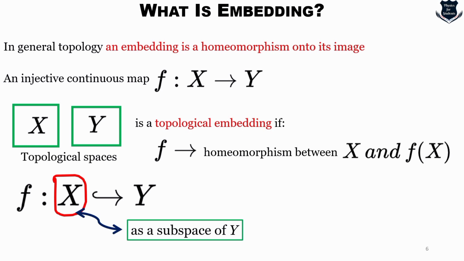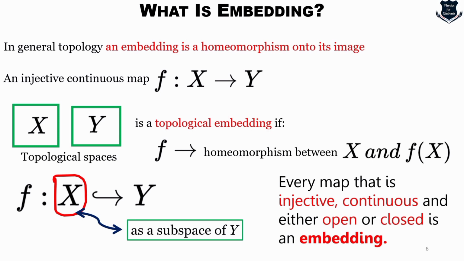So what we can tell intuitively, because this X is treated as a subspace of Y, is that every embedding is injective. Every map that is injective, continuous, and either open or closed can be termed an embedding. So this is, I can say, a nutshell, very important. Every map that is injective, continuous, and either open or closed is an embedding.